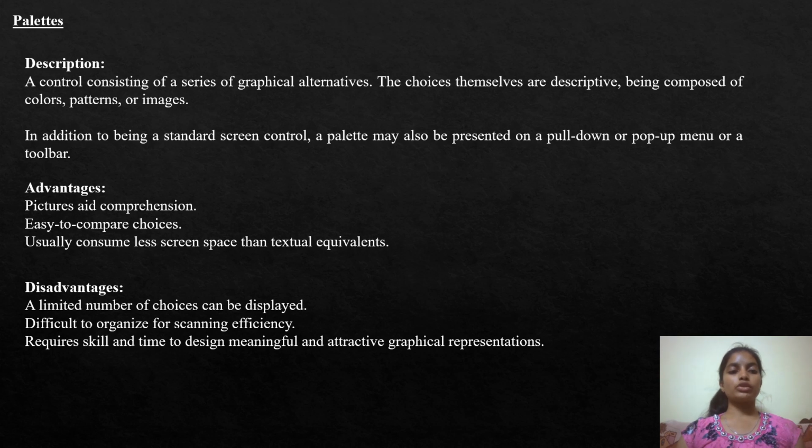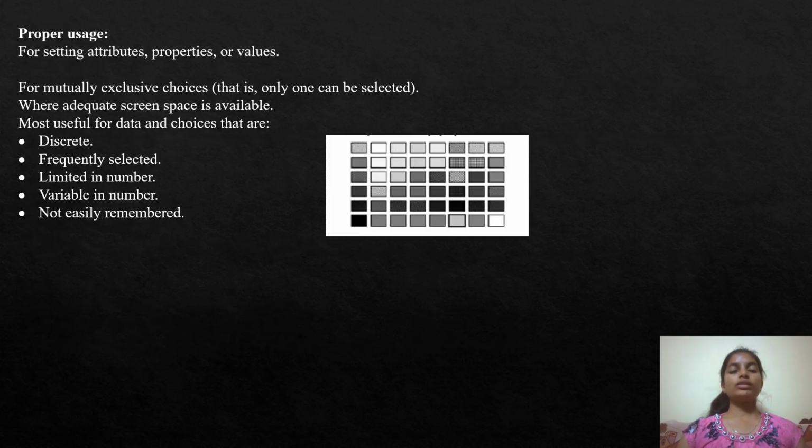Advantages include that pictures aid comparisons, it is easy to compare choices, and it usually consumes less screen space than textual equivalents. Disadvantages: a limited number of choices can be displayed, it is difficult to organize for scanning efficiently, and it requires skill and time to design meaningful and attractive graphical representations. The usage of this palette includes setting of attributes, properties setting, and also the values of the variables or attributes to be set.